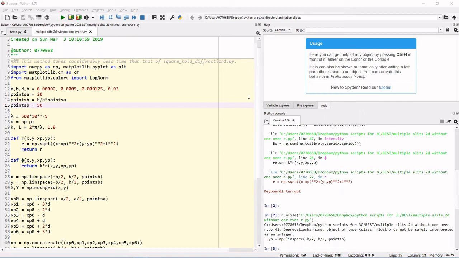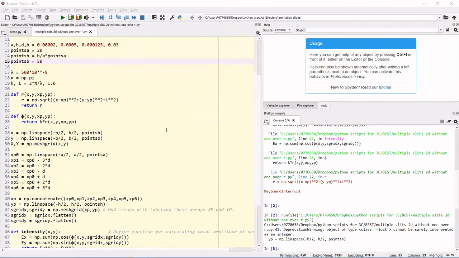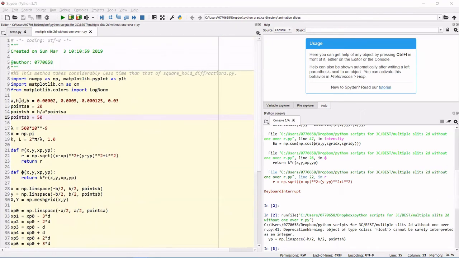So let me just briefly walk you through what I did here. I'm going to go into more detail about this script in another presentation. But first I had to import a couple libraries. This one is for plotting. And of course, NumPy is so I can use functions like sine and cosine and the number pi.